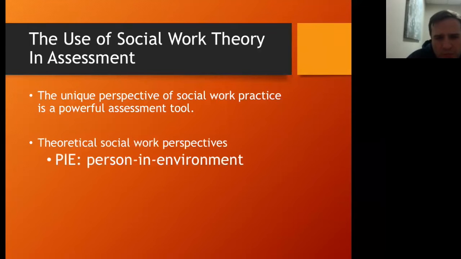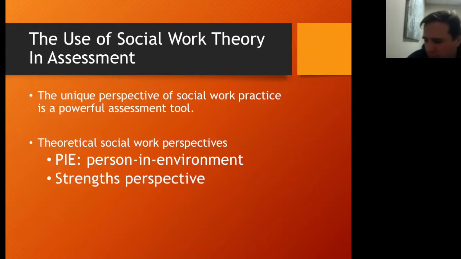But the big one for us as social workers is PIE, person and environment. We want all of our assessments, all of our engagements, all of our treatment plans to be centered around that aspect, so that we don't get so reified on diagnoses or labels that we stop seeing the person and the interplay between them and the environment. So we want to always keep a strengths perspective. We don't want to be deficit based for a lot of reasons.